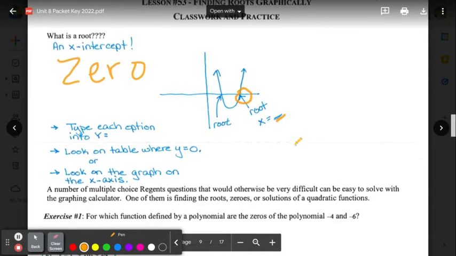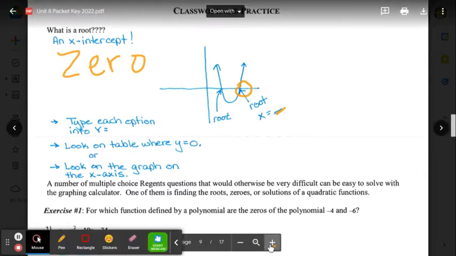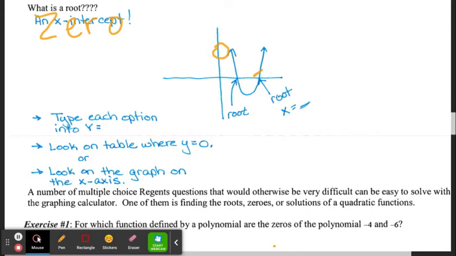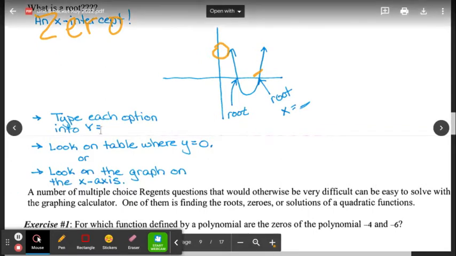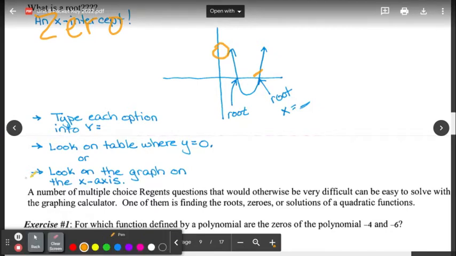Now, it takes patience to get through this, okay? It's not necessarily math ability. It really is all about patience. So to figure out which problems have the same root or same x-intercept, you're going to type your problem into the Y1 on your calculator. Then you're going to look at the table and see where y equals 0, or I like this option better. Sometimes you have to look at the table, but here we're just going to look on the graph and see where the x-intercepts are.